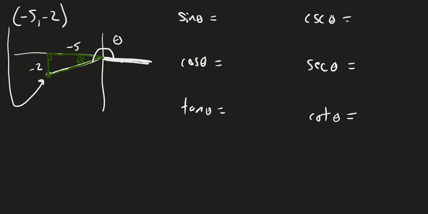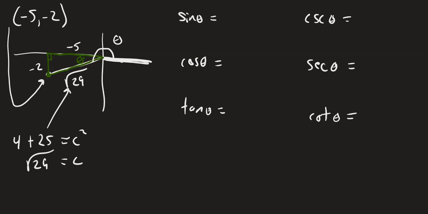So now I've got 2 of 3 sides of my right triangle. Throw these in the Pythagorean theorem. Leg squared plus leg squared is hypotenuse squared. So it looks like the hypotenuse has a length of square root of 29. Hypotenuse always is positive length. And most importantly, we can use SOHCAHTOA because this is a right triangle.